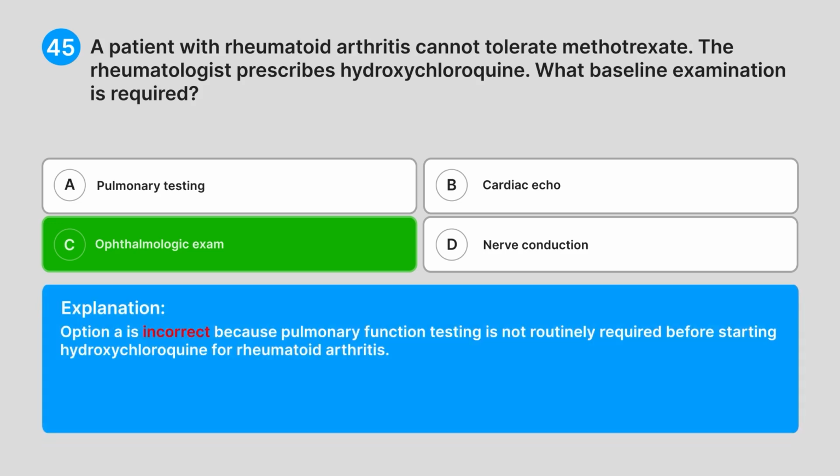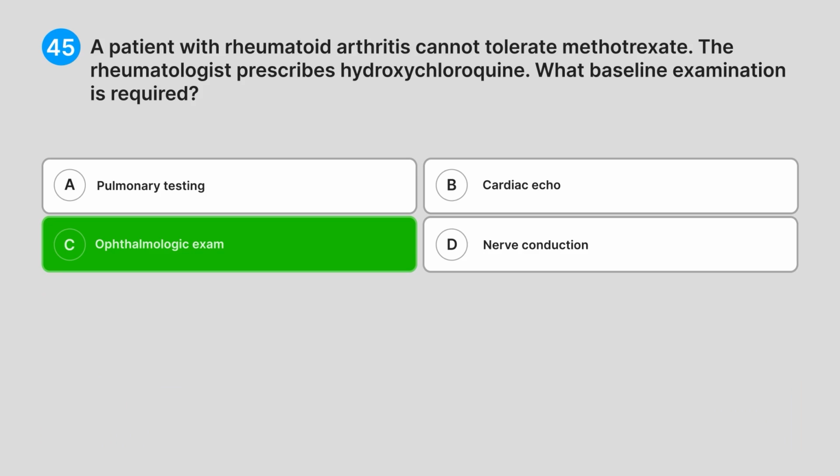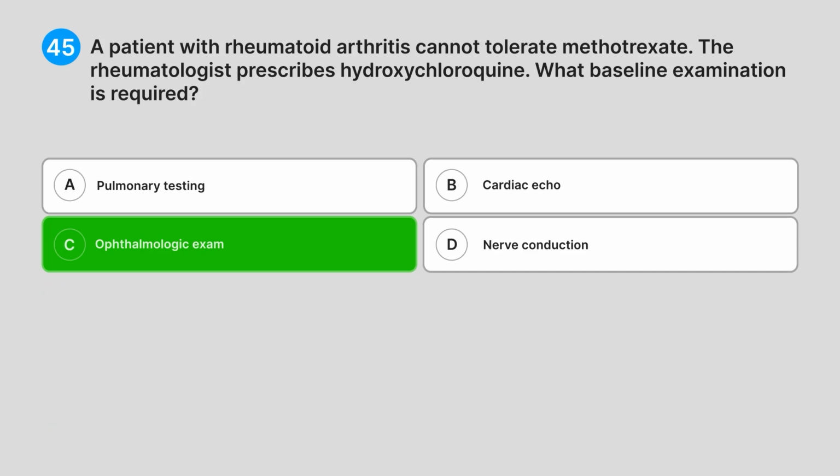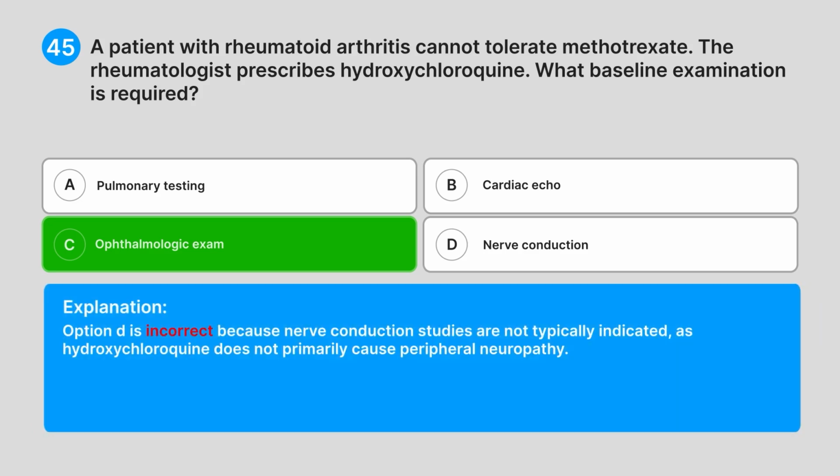Option A is incorrect because pulmonary function testing is not routinely required before starting hydroxychloroquine for rheumatoid arthritis. Option B is incorrect because a cardiac echo is not standard baseline testing, though an EKG might be considered for QT prolongation. Option D is incorrect because nerve conduction studies are not typically indicated, as hydroxychloroquine does not primarily cause peripheral neuropathy.